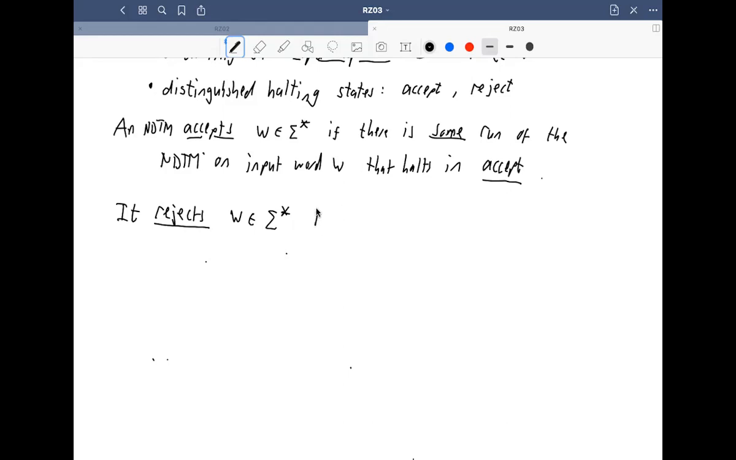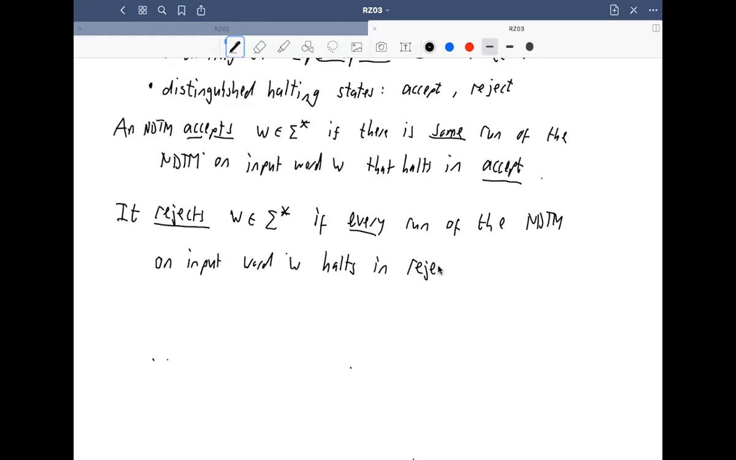So if every run of the NDTM, non-deterministic Turing machine, on input word W halts in reject.